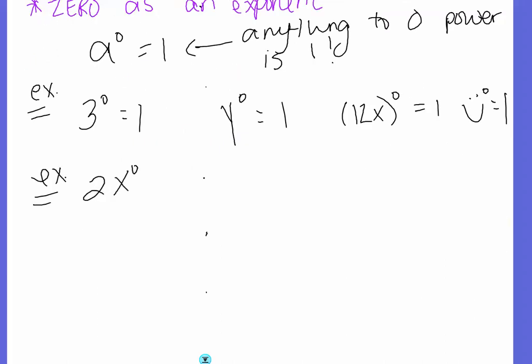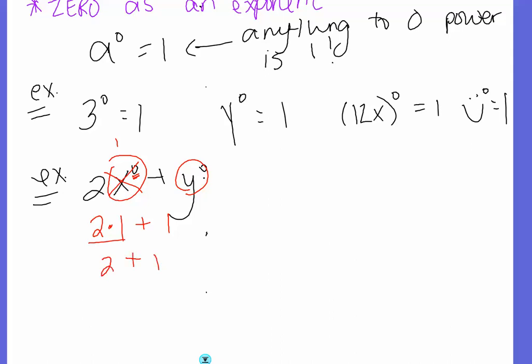So now I want you to try this problem: 2x to the 0 power plus y to the 0 power. This is where you have to use some brain power. I know this 0 power right here. Is it going to x, is it going to 2, or is it going to both? Well, it's only going to x because I don't have parentheses. So x to the 0 power equals 1. So now I have 2 times 1 plus y to the 0 power, which equals 1. So now 2 times 1 is 2, and 2 plus 1 is 3.